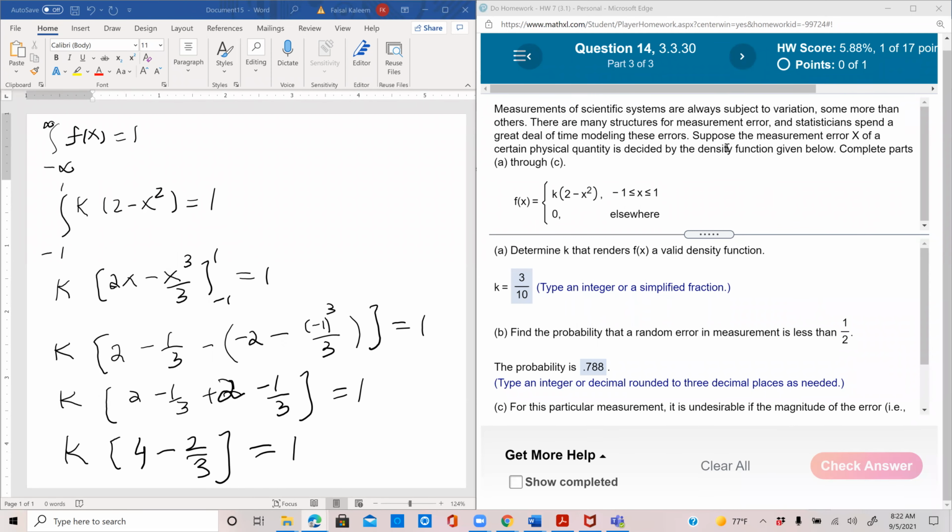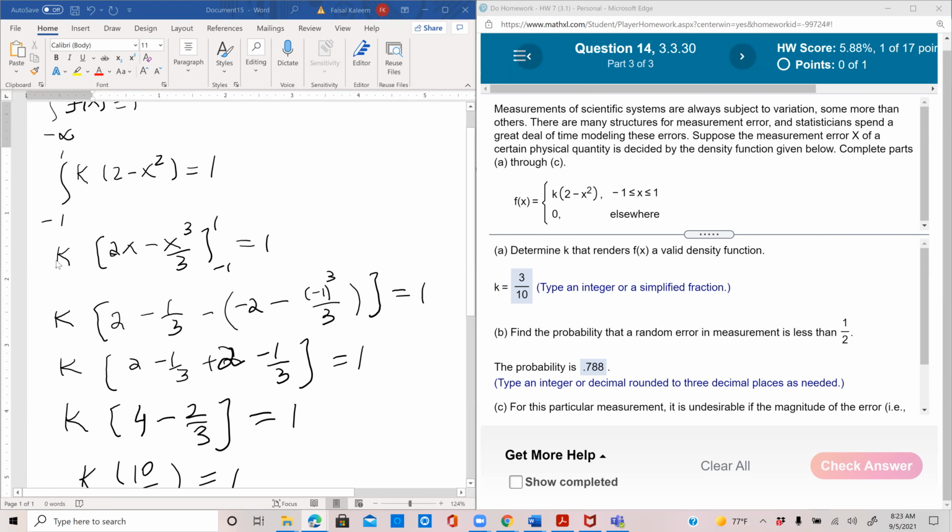Okay. Suppose the measurement error x of a certain quantity has the density function given below. Determine k. So we know that the integral from negative infinity to infinity of f of x has to be equal to 1. And in effect, the only non-zero part of it is from -1 to 1. So it'll be the integral from -1 to 1 of k times (2 minus x squared). That has to be equal to 1.